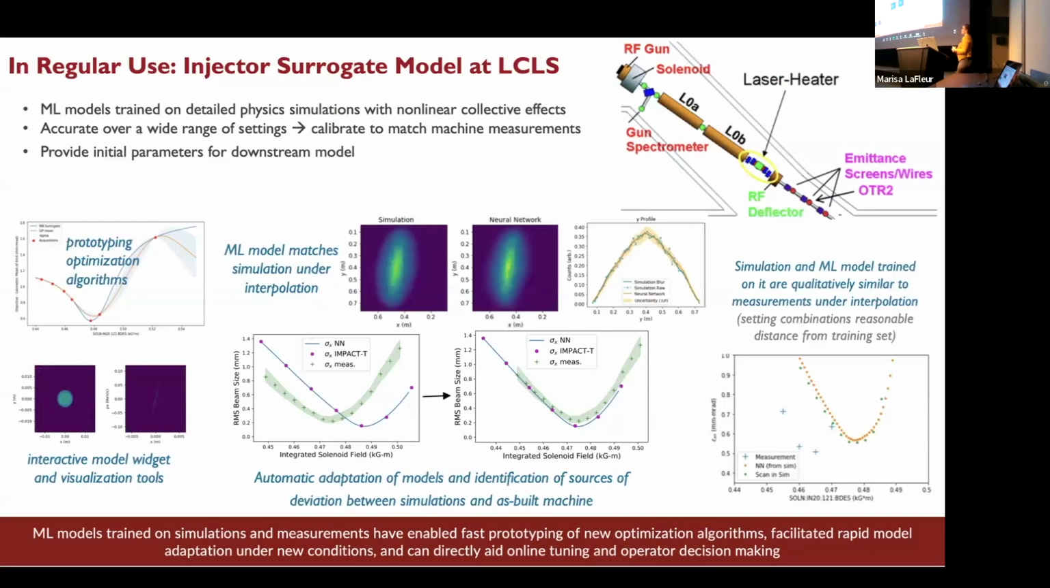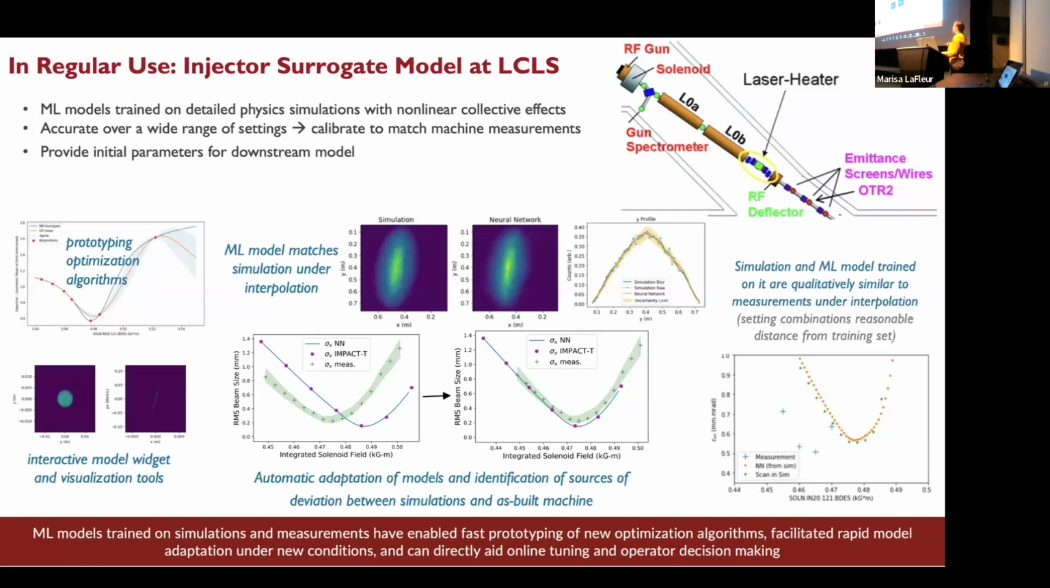We've actually started doing that regularly. So a number of years ago, we made an injector surrogate model for the LCLS. And many of the algorithms for tuning that we've developed since have actually been prototyped on that fast executing neural network surrogate model, which then reduces the amount of time that we need to actually use on the accelerator itself.